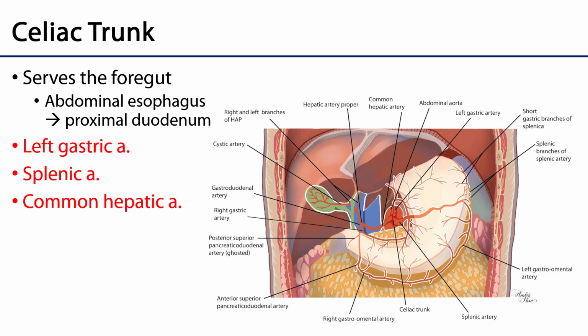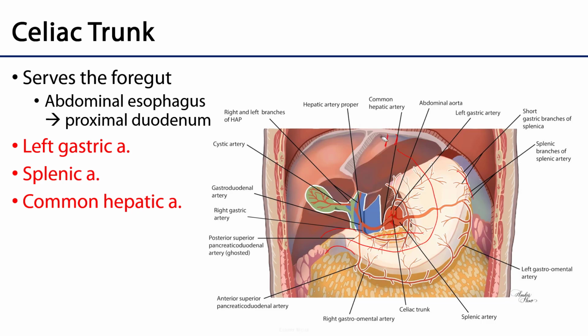itself. The celiac trunk is serving the foregut, or the derivatives of the embryonic foregut, so all the way up from the abdominal portion of the esophagus down through the proximal part of the duodenum and everything in between. And that everything in between is going to be the stomach, the pancreas, and the spleen.